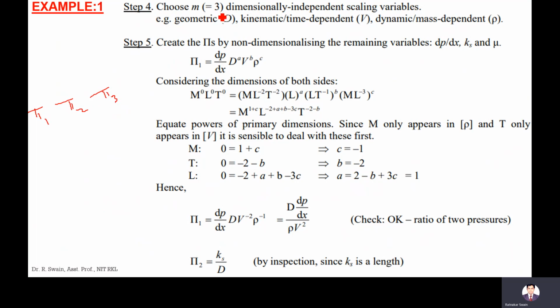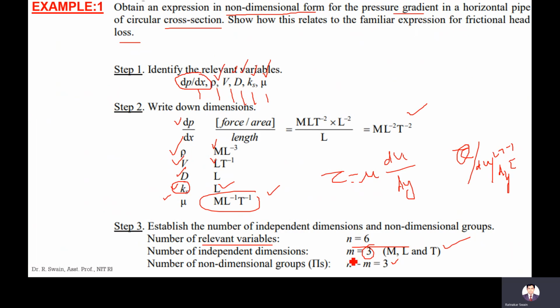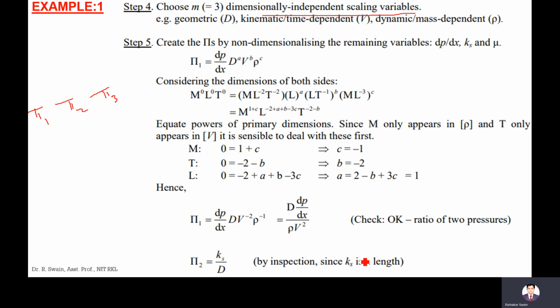So choose m, which is 3 dimensional independent scaling variables, meaning repeating variables, that I told. The number of repeating variables should be m, that is 3. And that repeating variables must contain one geometric property like d, diameter.